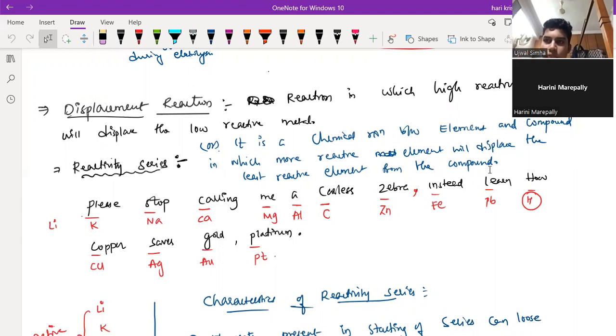So did you create this shortcut? It's not completely me, but I searched it somewhere. Okay.